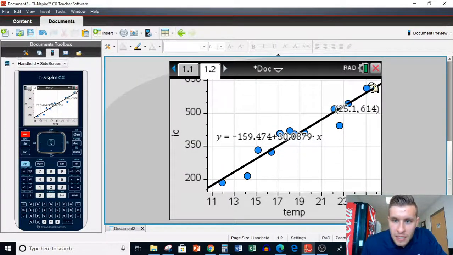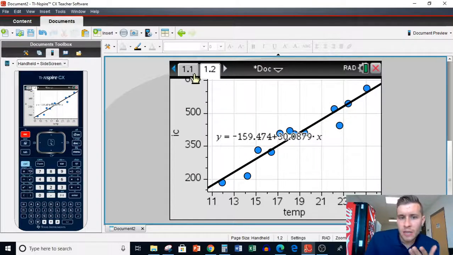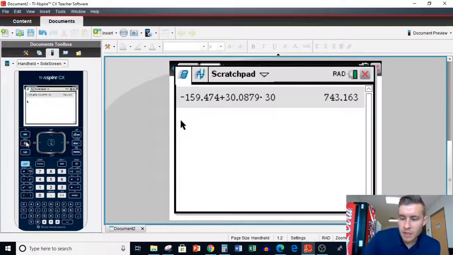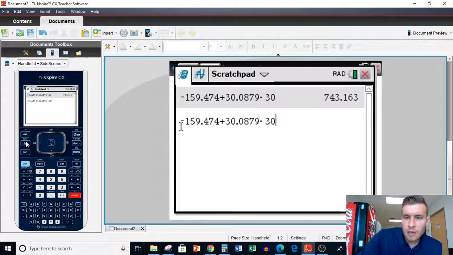So it was 614 here. If we added in those sales, that's what should line up perfectly with this line. That's the prediction, at least. So that would be an extrapolation. An interpolation would be doing the same thing, but instead of the 30, we put a value that already exists, or that's within the range.